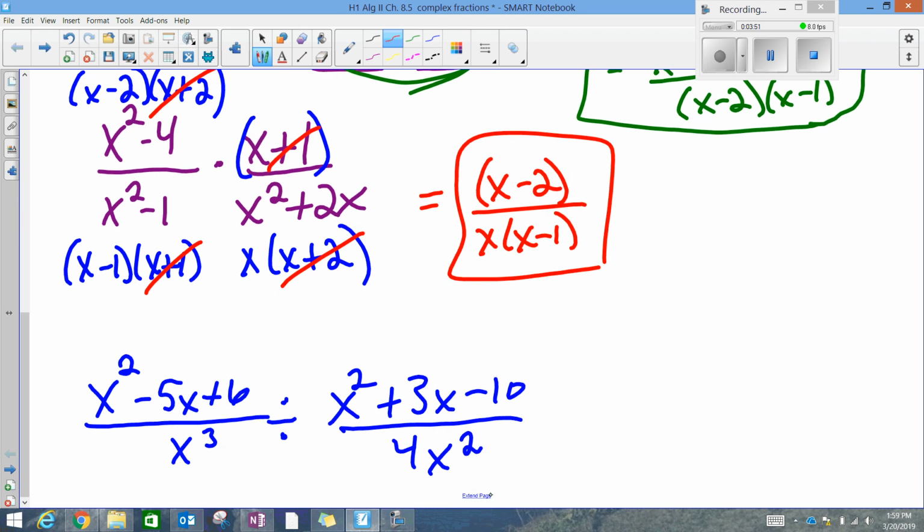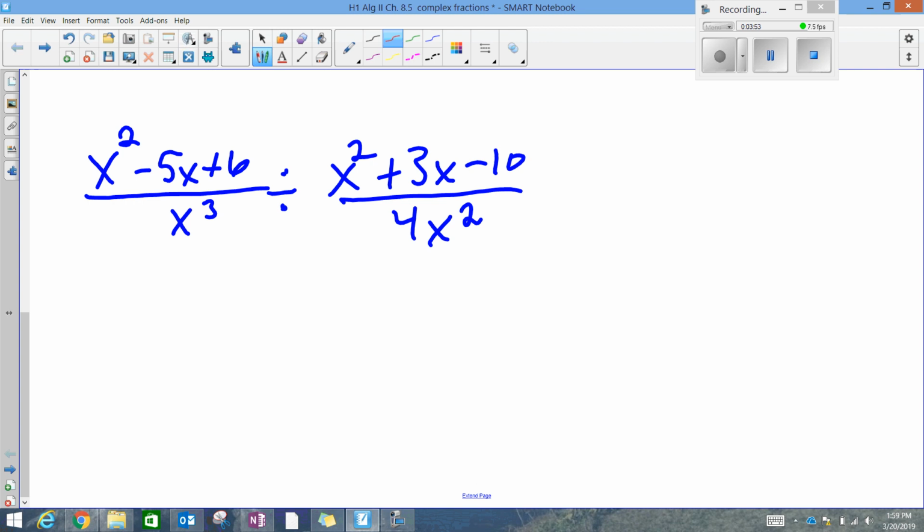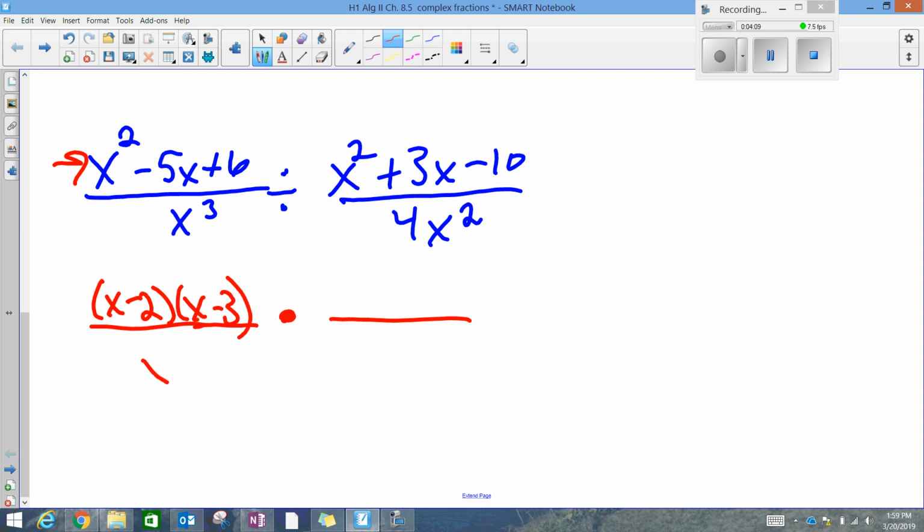Last one is division, and again, division is just like multiplication in the fact that you have to factor everything, but you also have to change it to multiplication and flip. So the first term factors to x minus 2, x minus 3, and the bottom doesn't factor, right? It's just a single, x to the third. Second term, I'll change it to multiplication and flip it. So 4x squared goes on top, and it's just a single term. The top factors to x plus 5, x minus 2.